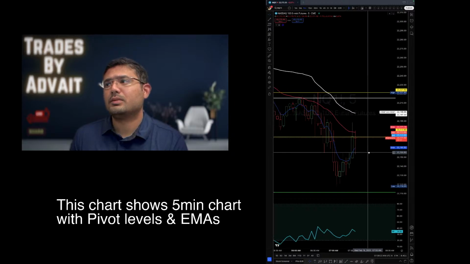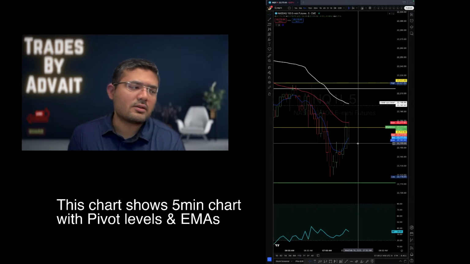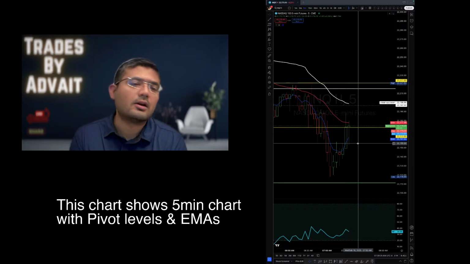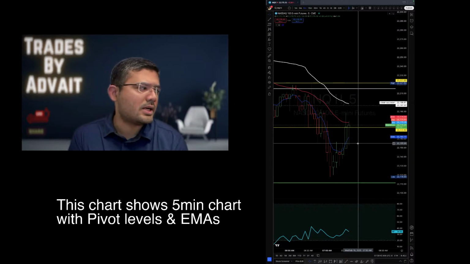So yeah, first three trades. In the first trade we were able to catch 6 points. On the second trade we were able to catch 20 points, and on the third trade we were able to catch 5 points. So yeah, not bad, not bad at all.